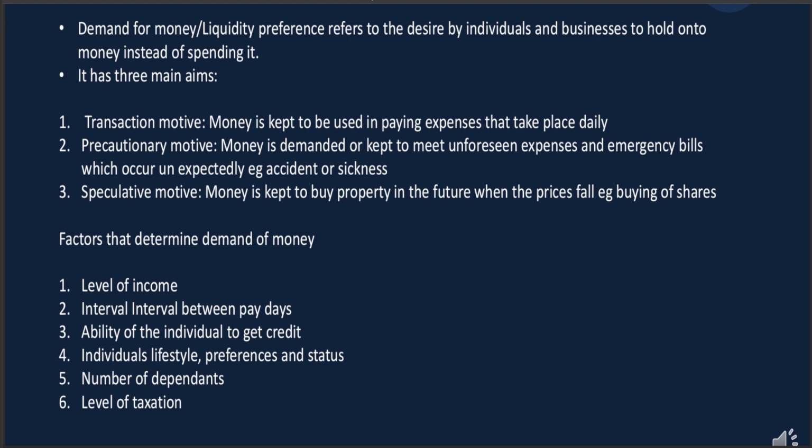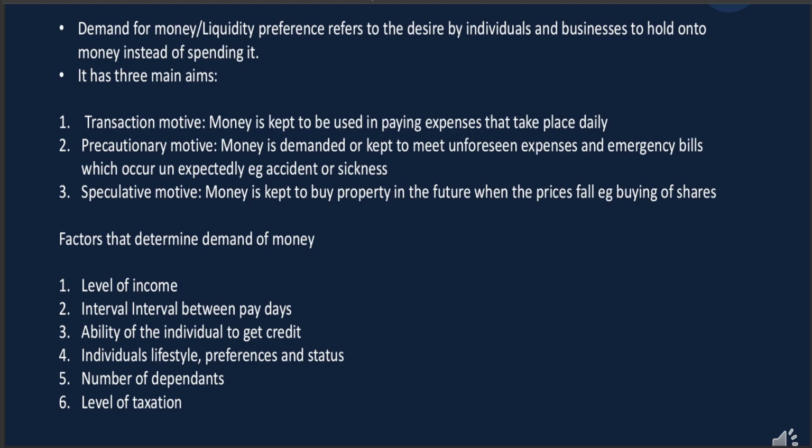Now the fourth one is the individual's lifestyle preferences and status. Especially the wealthy people: they have more money to hold than poor people. Poor people hawana pesa, so hata zile pesa ambazo wazipata pia watazitumia hapo hapo. But someone who is wealthy, a millionaire, a billionaire, he has a lot of money, so mara zingine hata hajui atumie kwa wapi. So he invests in properties, he invests in shares and so on. So people with a higher lifestyle hold on to money or demand a lot of money than those with very poor lifestyles.